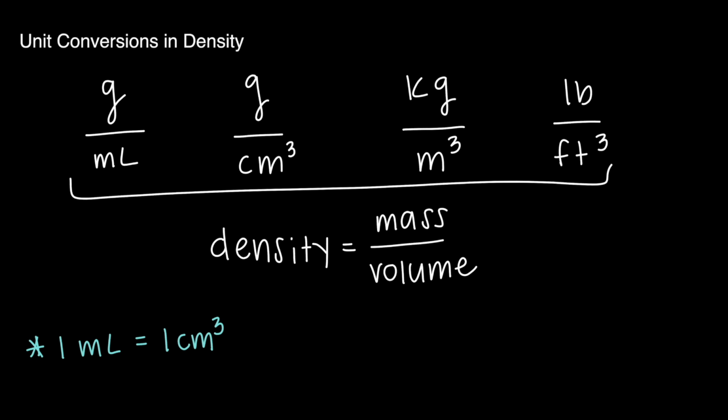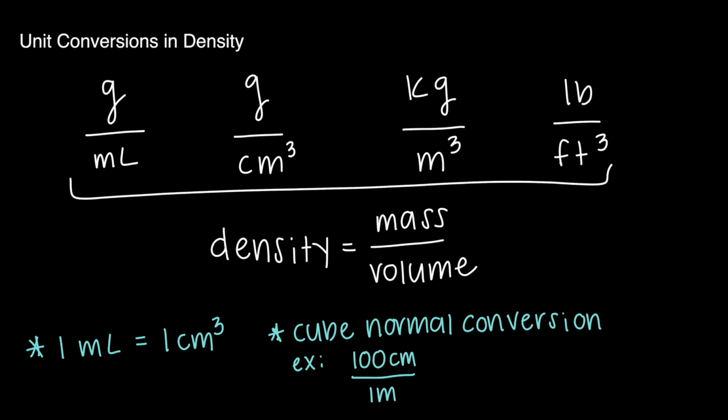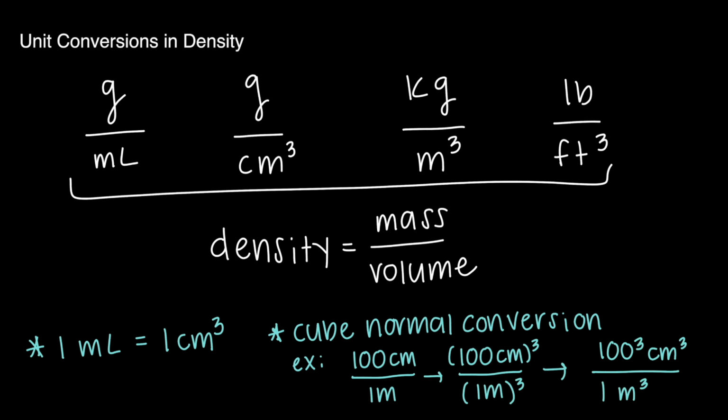If you need to have cubic units in the conversion, you can cube the normal conversion as well. For example, if I needed to convert from cubic centimeters to cubic meters, I know there are 100 centimeters in 1 meter. I can then cube both values to make it cubic centimeters and cubic meters for the conversion.